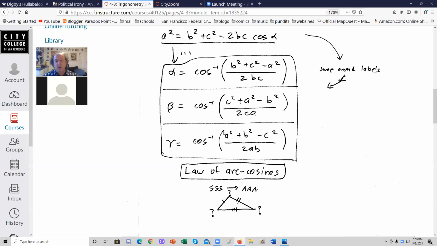The general rule is angle equals arc cosine of the square of the sides not opposite it minus the square of the side opposite it, all divided by twice the product of the sides not opposite. Now, the book doesn't give this a name, and in fact, I don't think it even elucidates this theorem. But I think it's useful enough in its own right to deserve a name of its own. So I call it the law of arc cosines. So given the 3 sides, find the 3 angles.